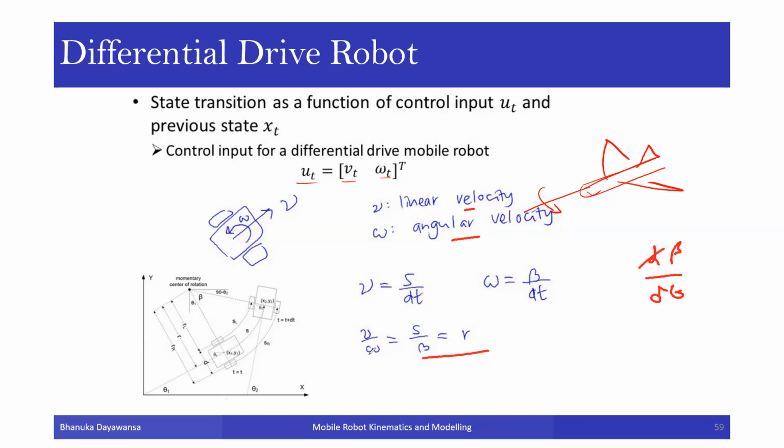We got an expression for this earlier, so we can equate dt and get an expression for v over omega. We can just substitute this into all the r terms we got earlier. So we get the entire state space model as a function of the control input. You just have to substitute this.